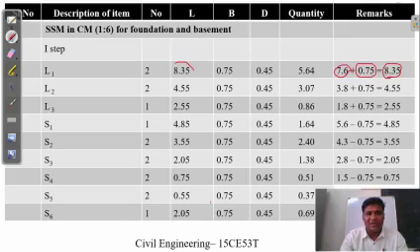This length will be recorded here, and there are two numbers of L1. The width of the first step is 0.75 meters, and the depth is 0.45 meters. So 2 into 8.35 into 0.75 into 0.45 will give me the quantity of the first step of the sandstone masonry, that is 5.64.